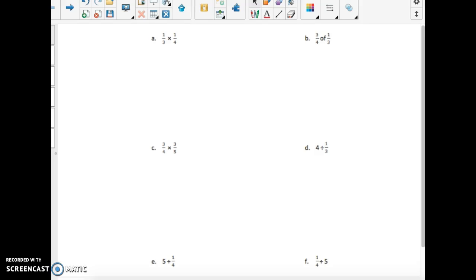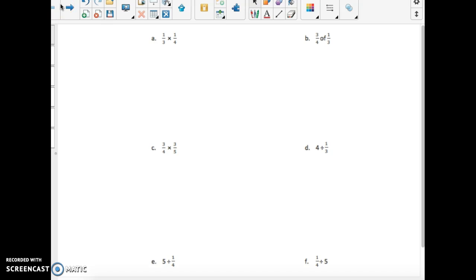All right, let's take a look at question number 1. So we've got a couple of different things happening here. We have some fraction times fractions. This again would be a fraction times a fraction, a fraction times a fraction. And then over here we have a whole number divided by a fraction, a whole number divided by a fraction, and then a fraction divided by a whole number.